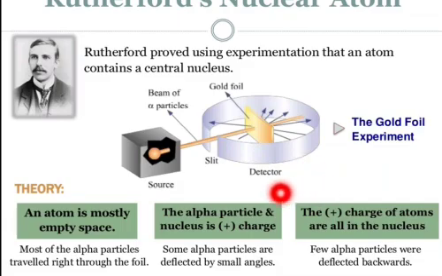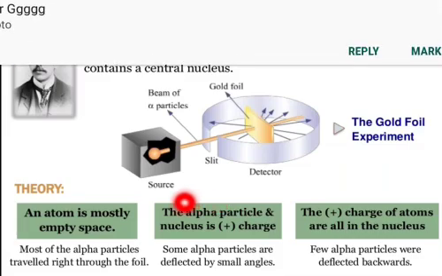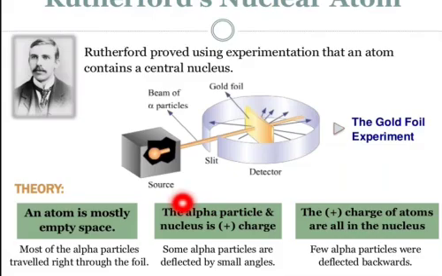As some of the alpha particles are deflected by small angles, it means that the nucleus is positive in charge, because of the repulsion of two positive substances: one is the nucleus and the second is the alpha rays, which are also positively charged. So because of the repulsion, some of the alpha particles bounce back. Some of the alpha rays were deflected backward because the positive charge of the atom is all in the nucleus. It is not diffused in the whole atom. It is only concentrated in the center.